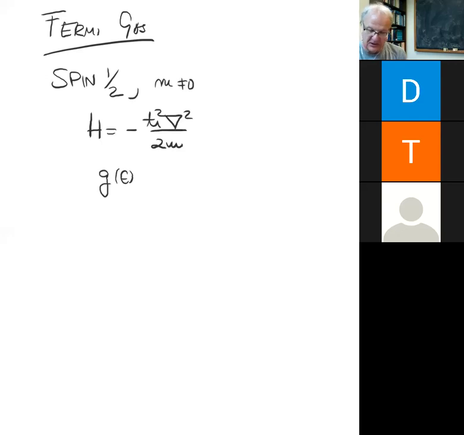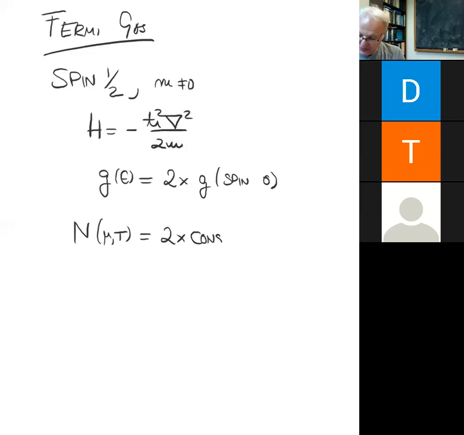And the g of epsilon is exactly the same as before, with one distinction, which is that since this is now a spin a half particle, it has two possible spin states. So every single spin can either point up or it can point down. So g of epsilon is just twice the g we had for spin zero bosons. Okay. So I will use exactly the same g of epsilon as before, just with the factor in front that's twice bigger. And so I can do the same calculation. I can compute n of mu and T, and that's the same constant we had previously, just with an extra factor of 2.